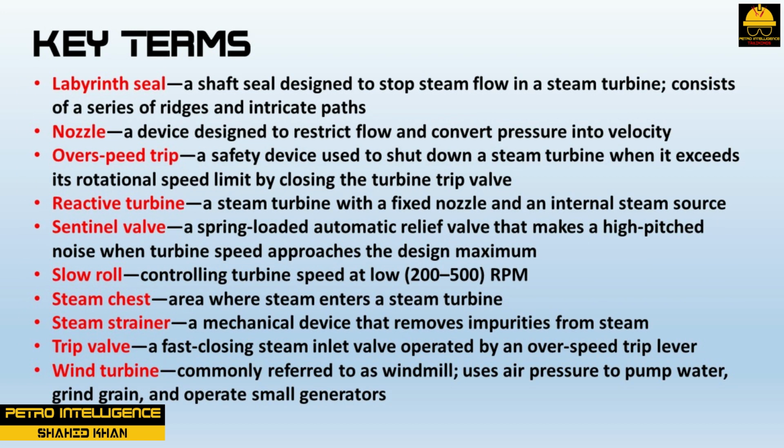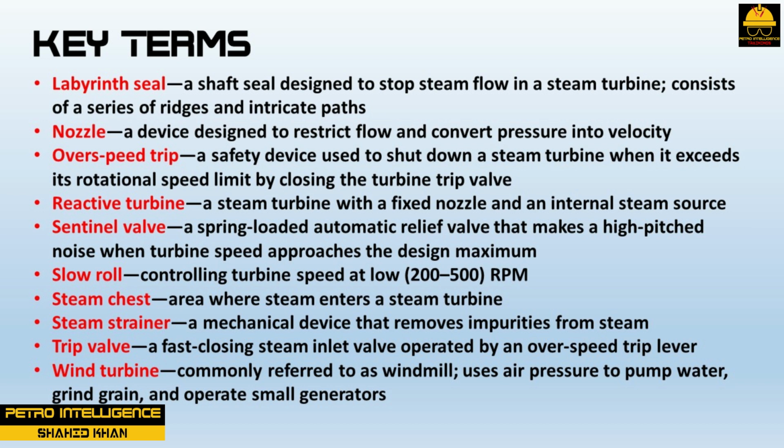Labyrinth seal is a shaft seal designed to stop steam flow in a steam turbine. It consists of a series of ridges and intricate paths. Nozzle is a device designed to restrict flow and convert pressure into velocity. Overspeed trip is a safety device used to shut down a steam turbine when it exceeds its rotational speed limit by closing the turbine trip valve.